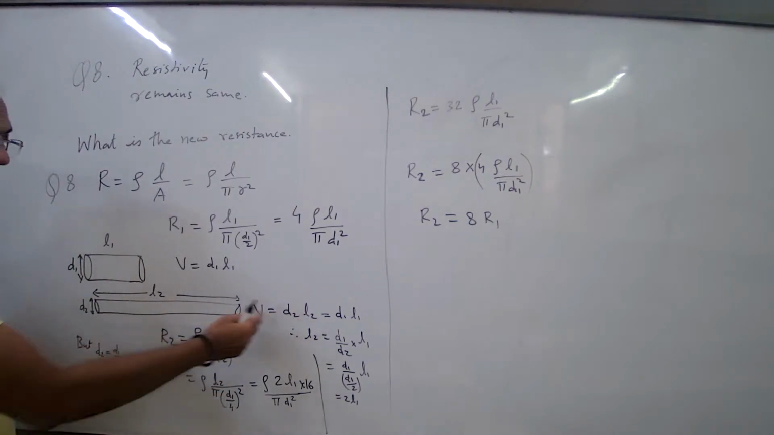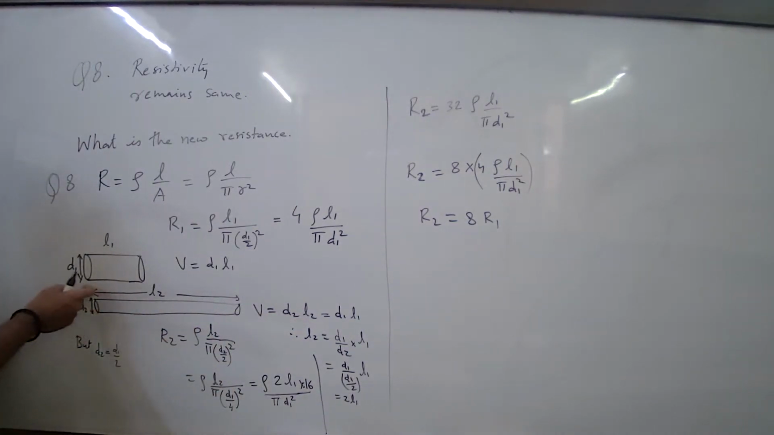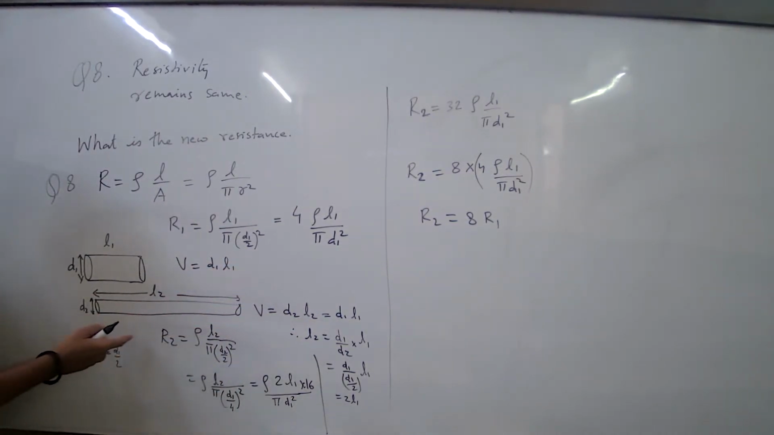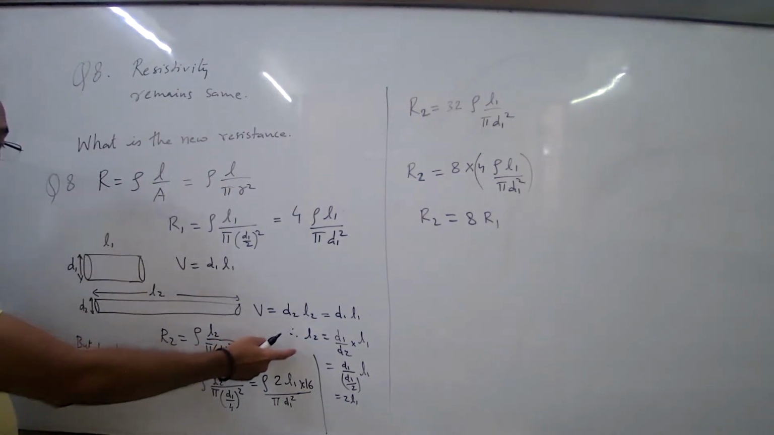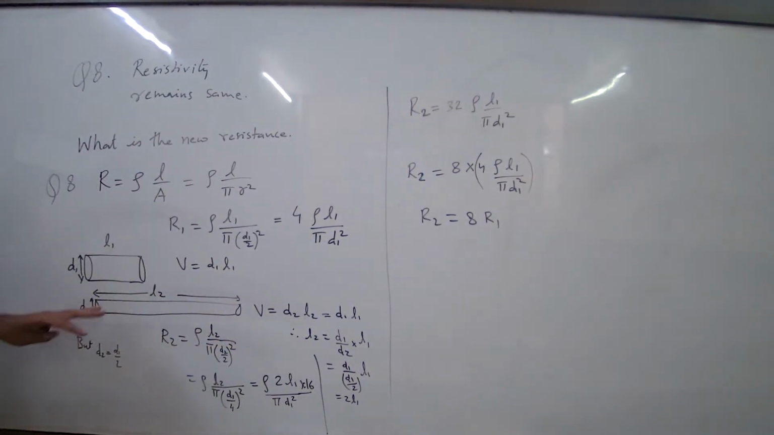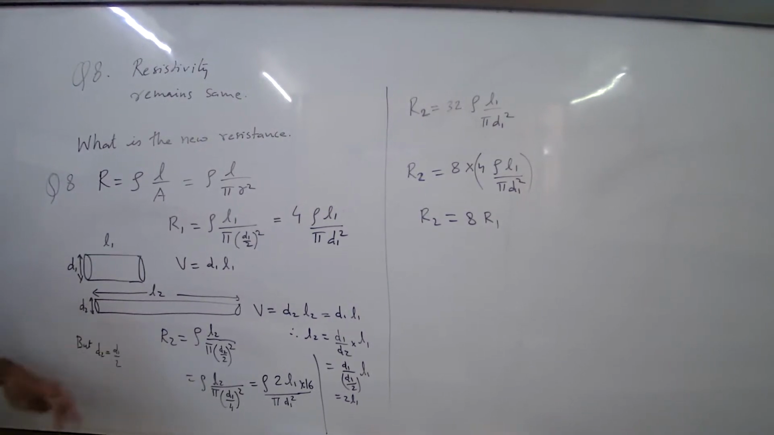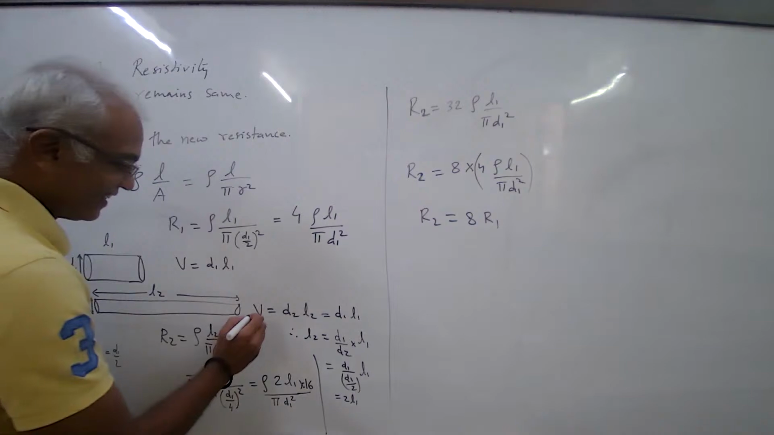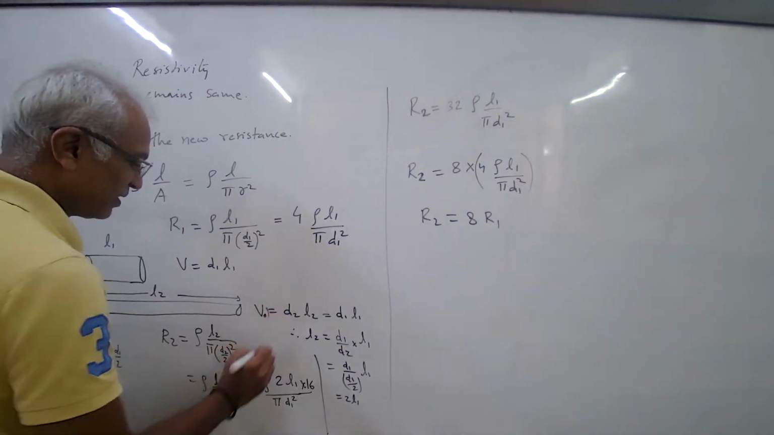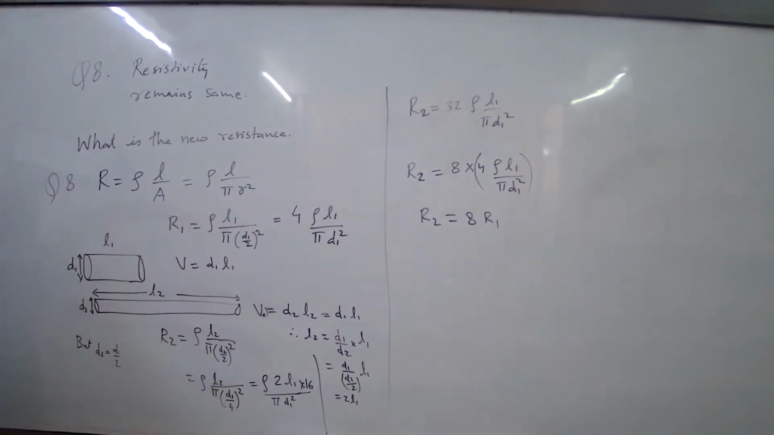So D2, L2 is the volume? Area of cross section into length is the volume of a cylinder. So we get the relation of L2. By the way, how many of you understood how we got this? It's not potential difference, it's volume. What is the volume of the wire? It is of cylindrical shape, so area of base into length.